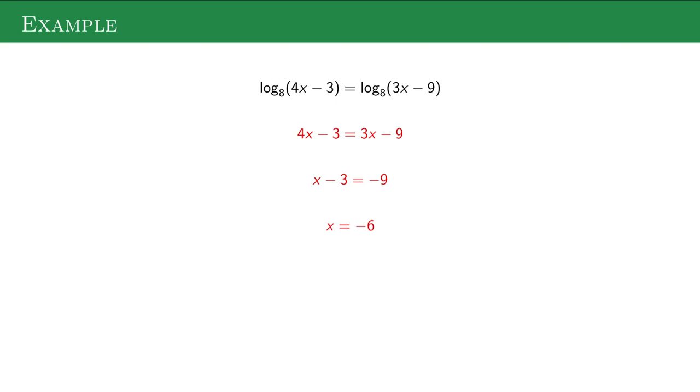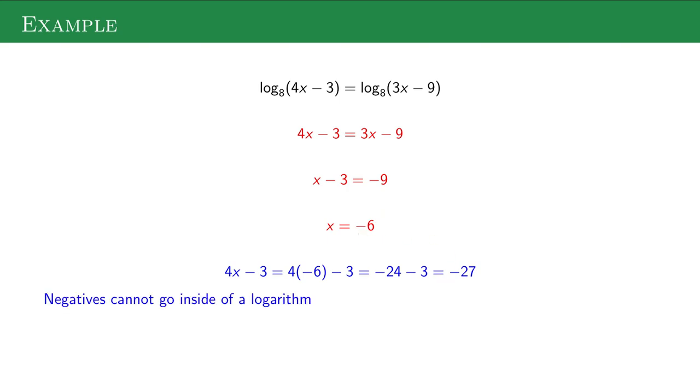And most of the time, you'd be done, but logs are a special type of thing where I can't plug everything into a log, so I have to make sure that this works in the original problem. And if I plug -6 into this expression, 4x minus 3, well, x is -6. That gives me -27. And we saw before when we were talking about the domain of logs, I can't put this negative number into my logarithm. So this -6 actually doesn't make sense. You can't put a negative inside of a log. So the answer is no solution.